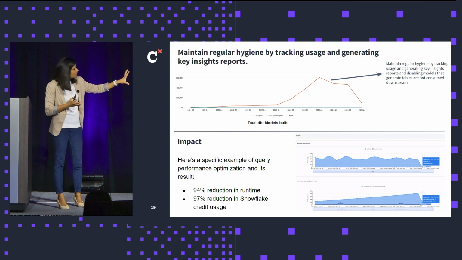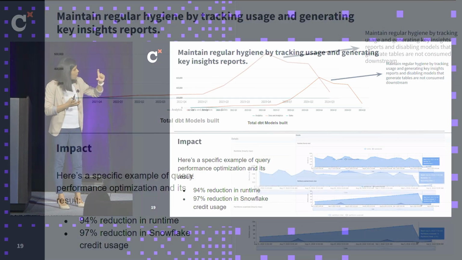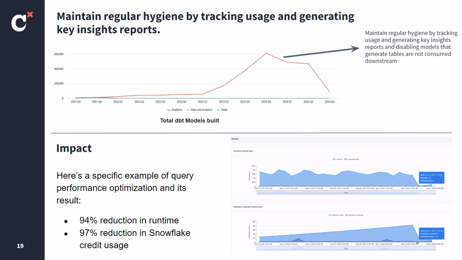I'm sorry I cannot zoom in, but I just took one screenshot of a table when I did the performance monitoring of this, and when I optimized the query, the kind of reduction in the runtime and the Snowflake credit usage you can see right there. You can see the dip over there, and I wanted to showcase that in this graph as well.